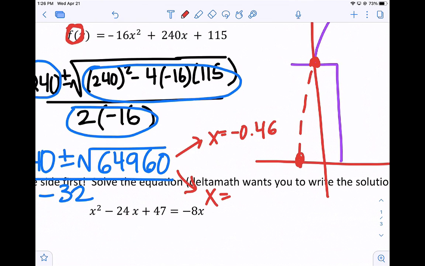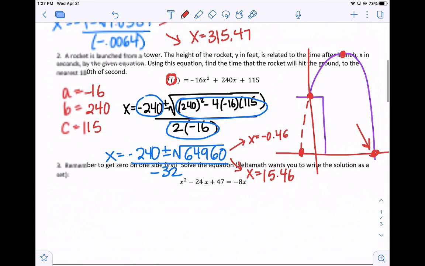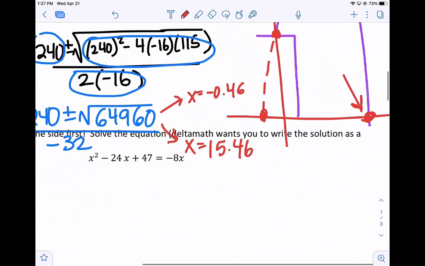And then the other one, if I calculate, we will do negative 240 plus the square root of 64960. Oops, I did plus again. Sorry, let's do minus. So negative 240 minus the square root of 64960. Hit enter, divide by negative 32. That's the answer I want. It's about 15.46. So again, we get 2 answers. We're looking for the positive one, this 15.46.